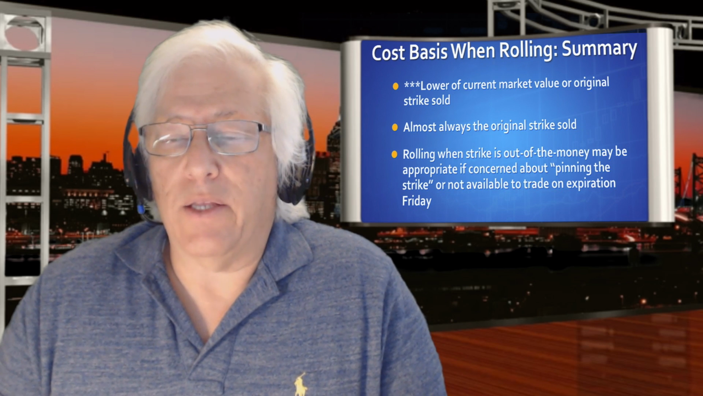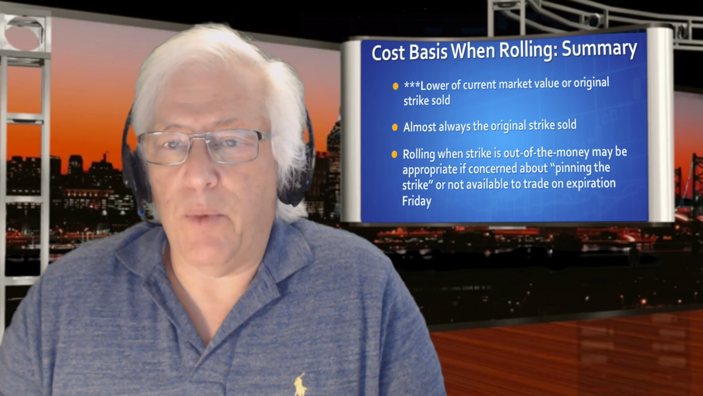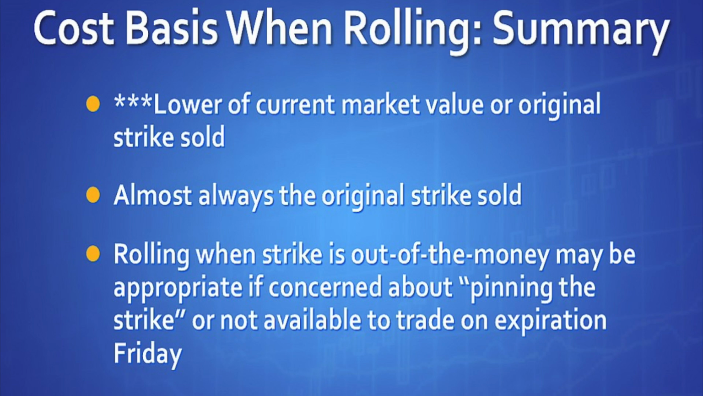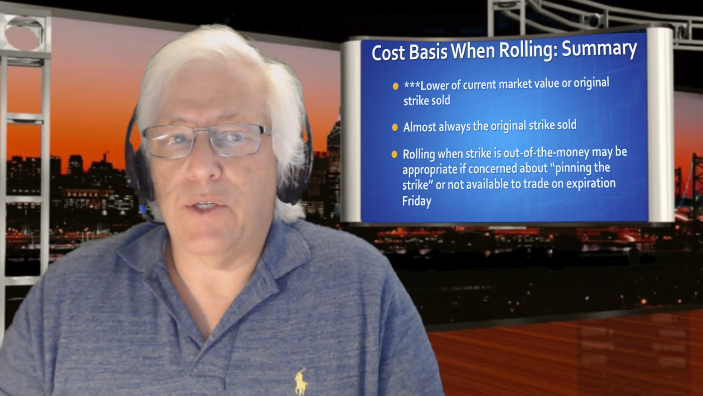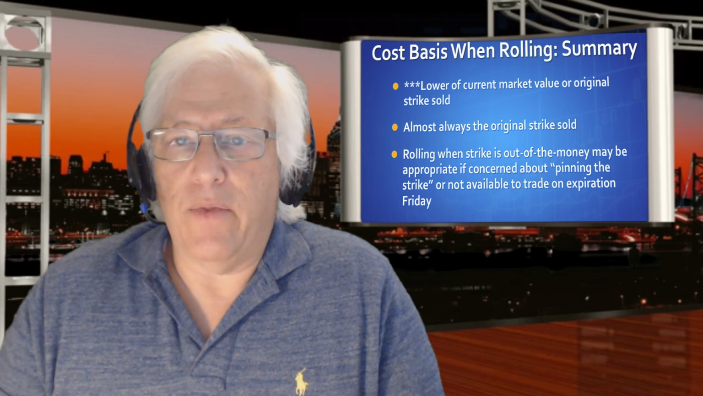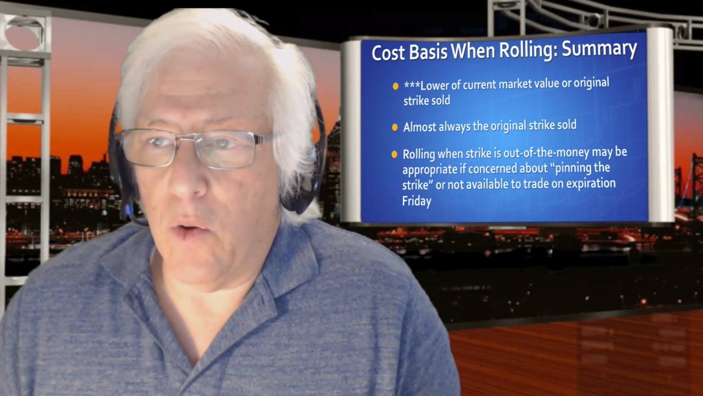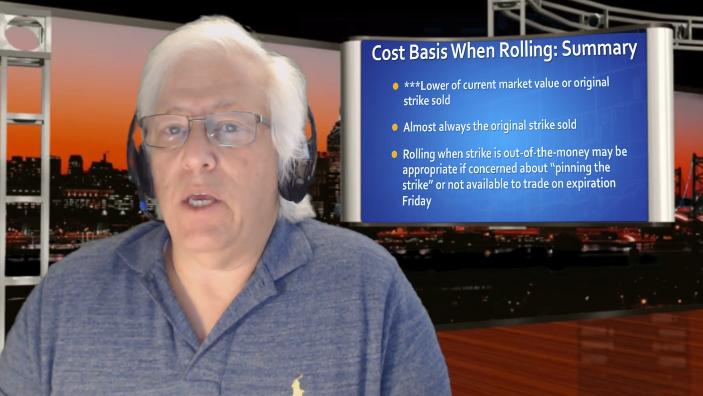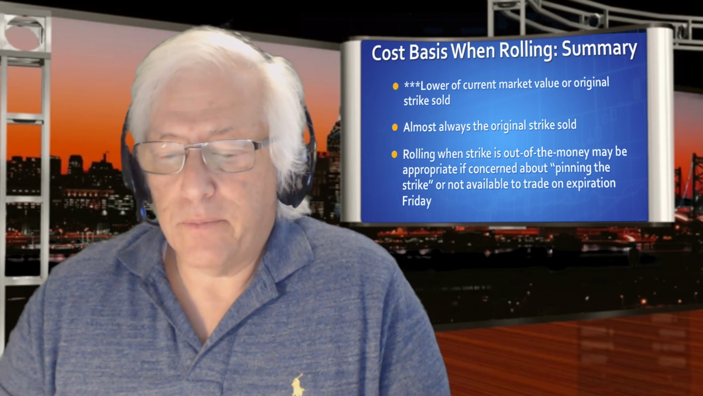Or let's say it's expiration Friday, you're not going to be at your computer, you're taking a trip, you're going to be on the road, and you're actually making this trade on Thursday or Wednesday. It's close to the strike, but not at the strike. You don't want to take a chance. So you might roll the option when the strike is out of the money. At that point in time, your cost basis would be a little bit less than the near month strike price. But generally speaking, the cost basis when rolling out or rolling out and up is going to be the strike price that the near month option was sold.